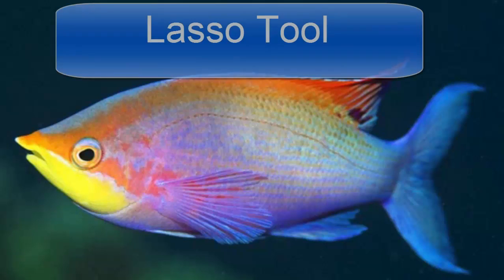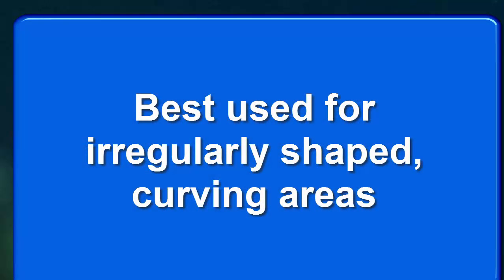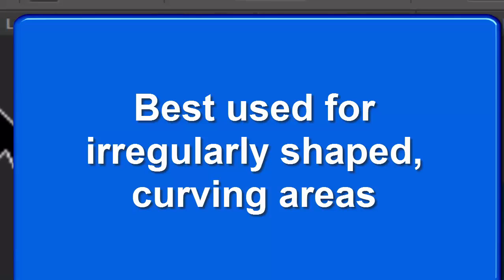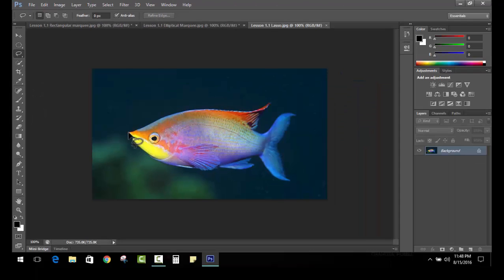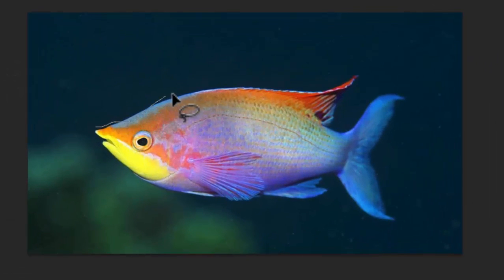Now we're going to try our lasso tool. Remember, the lasso tool is best used when you're trying to select irregularly shaped areas. So I go over to my toolbox and I select my lasso tool. And then I'm just going to freehand and drag around the edges of my photo that I want to select.